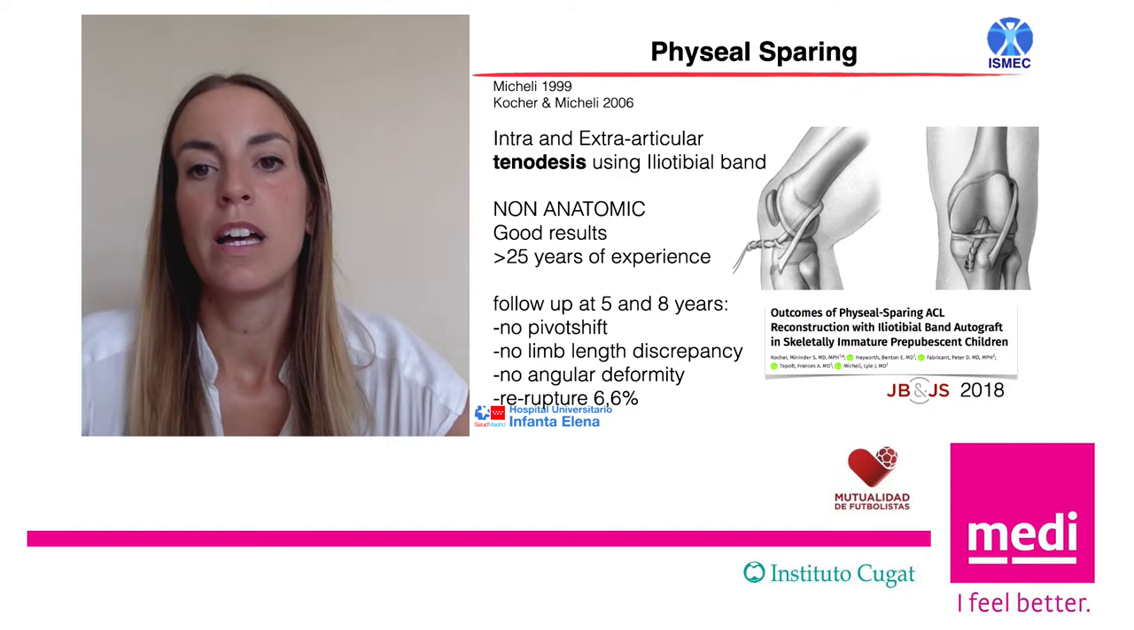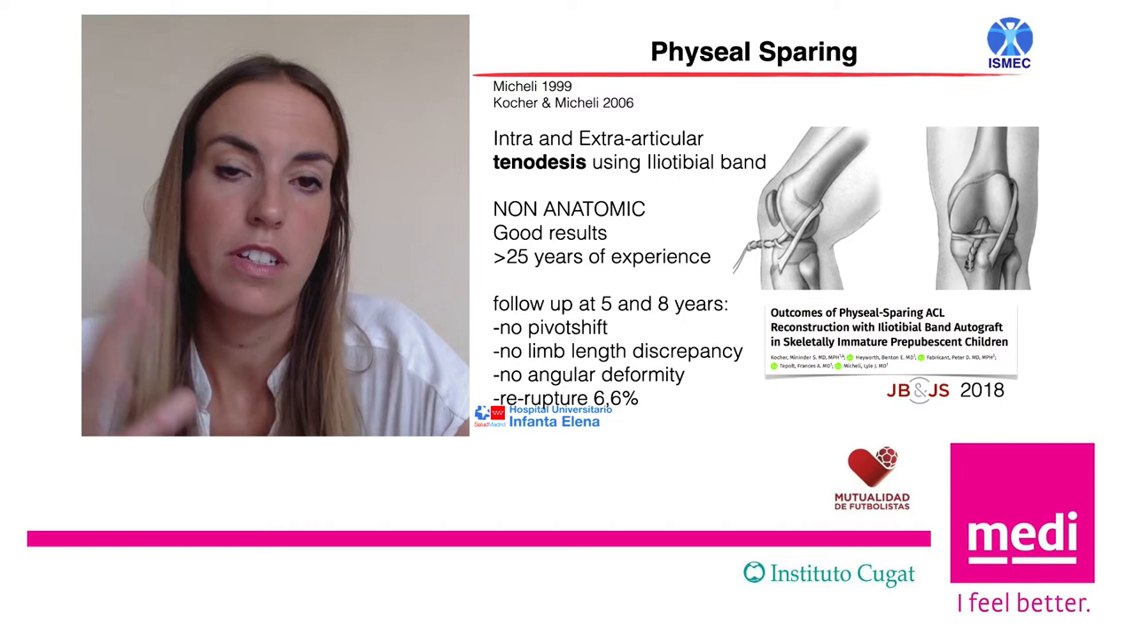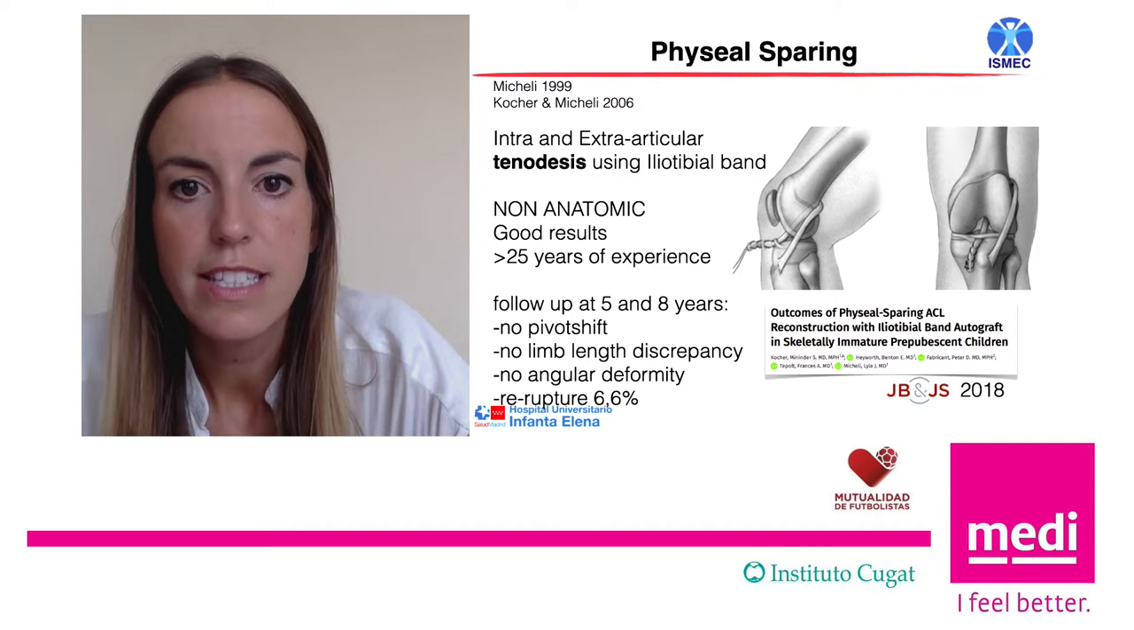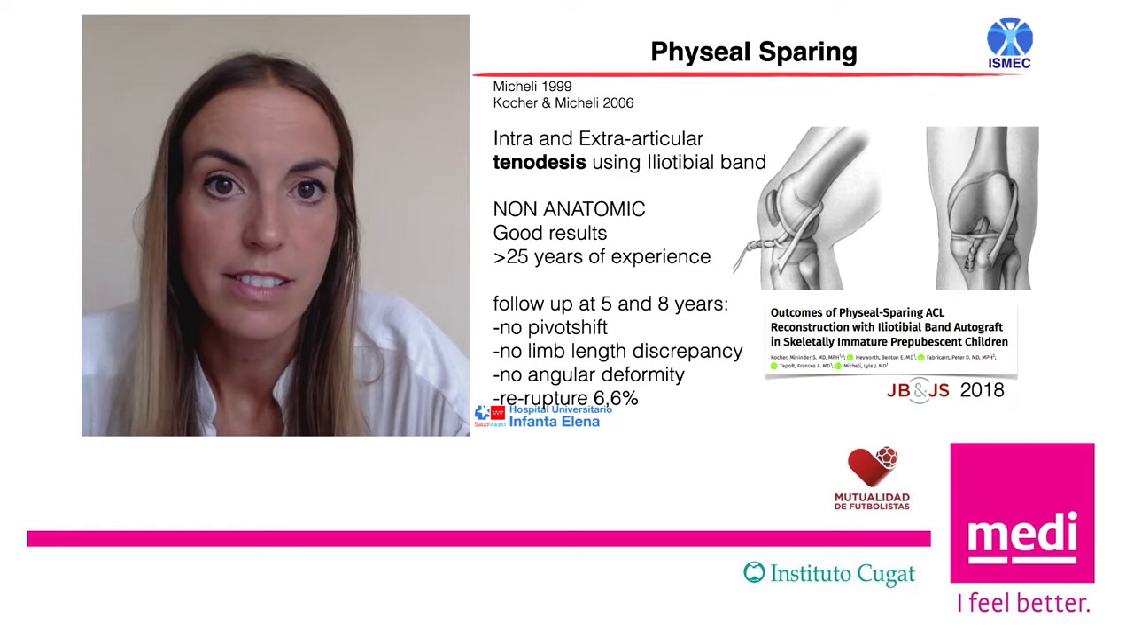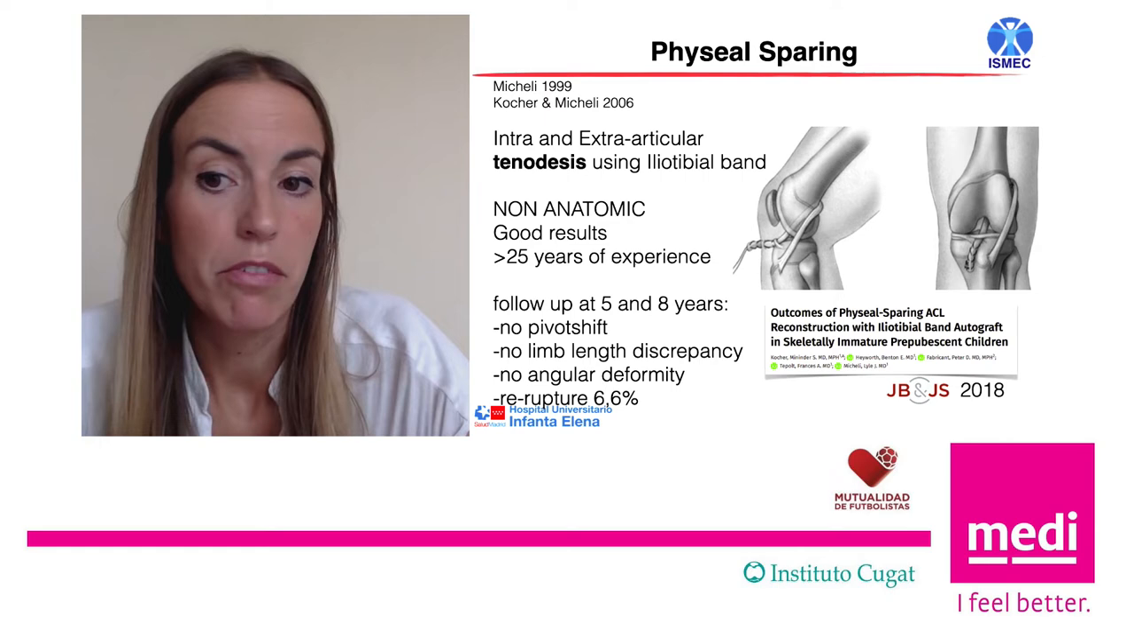And about these techniques, the all epiphyseal ones, we have two types. The physeal sparing one is the most classical one, described more than 25 years ago. It's an intra-articular and extra-articular tenodesis using the iliotibial band. It's a non-anatomical technique, but it has shown to have really good results with a re-rupture rate of 6.6%, which is not that bad, and a really good result, but it's not anatomical.